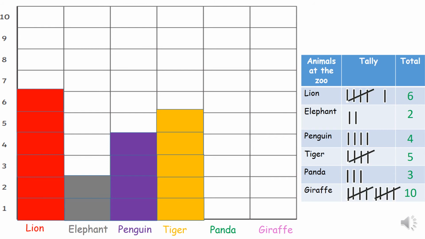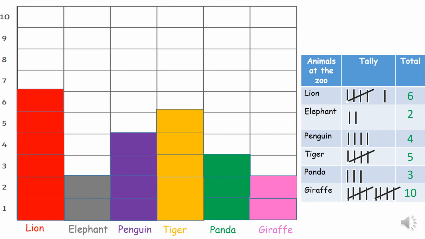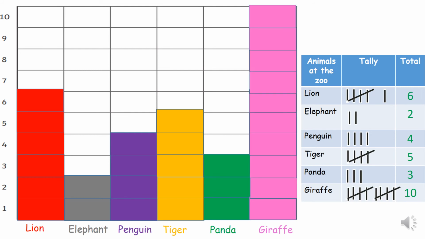Let's move on to the pandas. How many pandas did we see? We saw 3 pandas. 1, 2, 3. 3 squares, 3 blocks. And the last item is giraffe. So how many giraffes did we see? We saw 10. 1, 2, 3, 4, 5, 6, 7, 8, 9, 10. We've completed our block diagram.